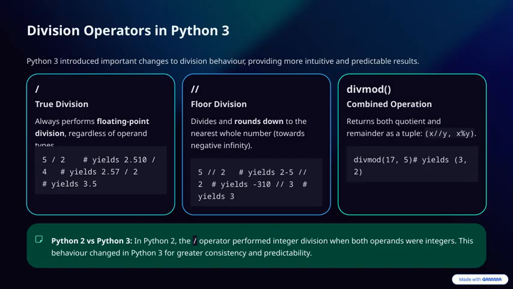It's also important to remember that in Python 2, the slash operator would perform integer division if both operands were integers. But in Python 3, this behavior changed to ensure more consistency. Now, the slash operator always produces a float, which aligns better with our expectations and makes our code more predictable.